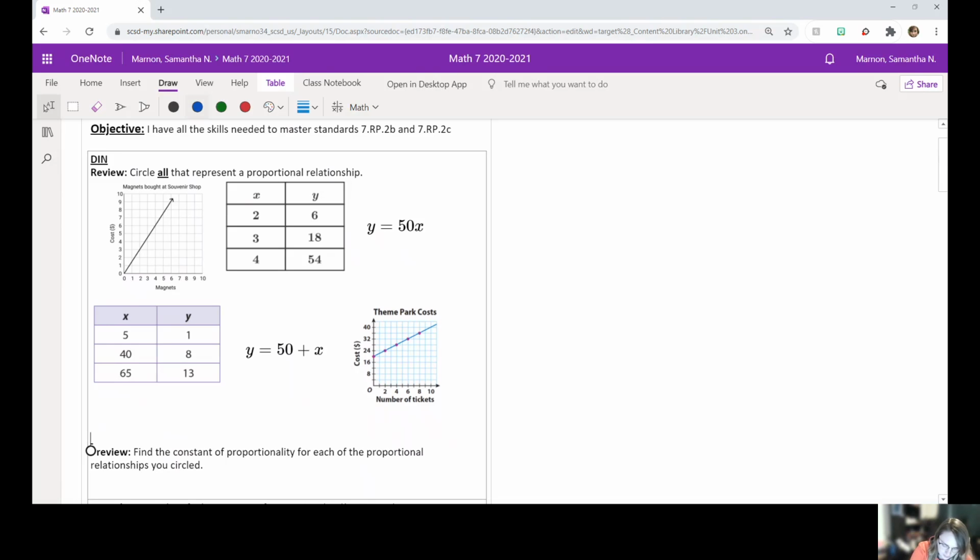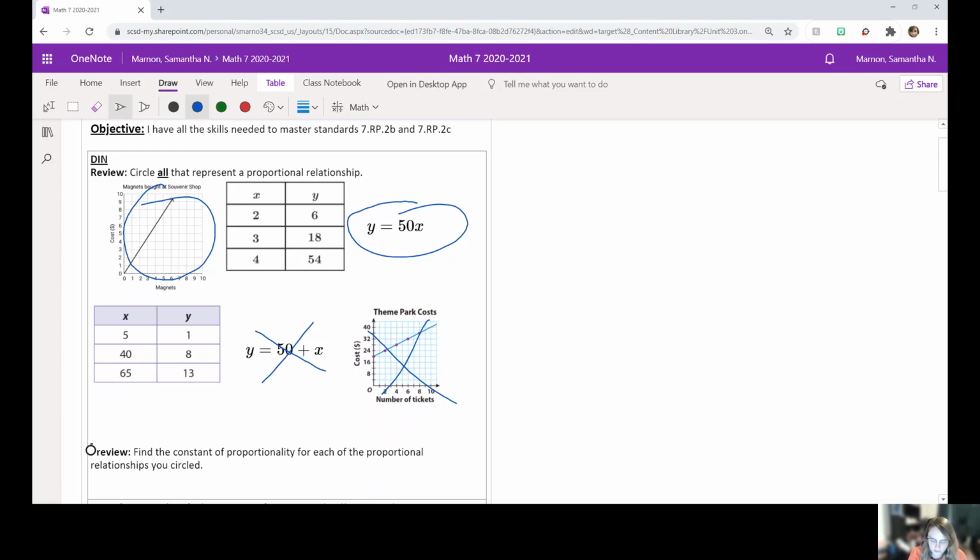Okay, so the first one I'm going to do is a graph because that's pretty easy to see. We're looking for a straight line through the origin. So this is a straight line through the origin. This one is not. The next easiest one is proportional equations. So we're looking for y equals kx, where it's k times x. We don't want adding, subtracting, dividing, we just want multiplication. So right here, this one is proportional, this one is not.